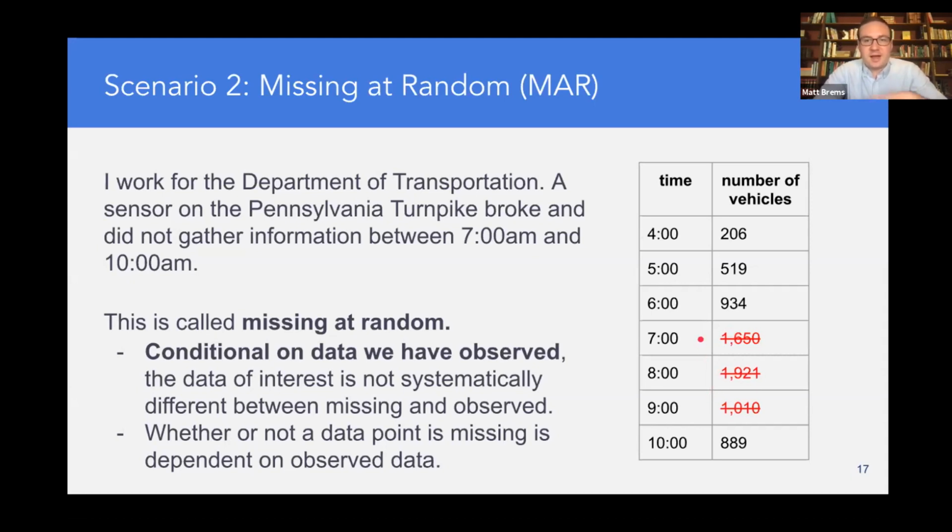So for example, I might not have data for 7, 8, and 9 a.m. on this day, but I can use data from other days. I can use estimates from what it looked like at 6 a.m. and at 10 a.m. to try and fill in those missing values. So conditional on data we've observed, that data of interest is not systematically different between what's observed and what's not.